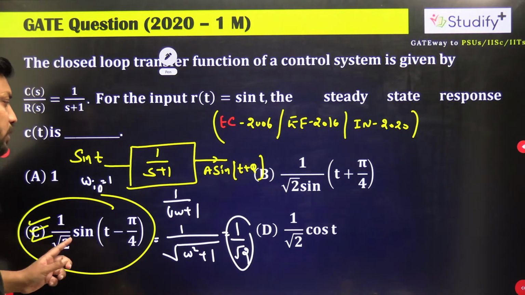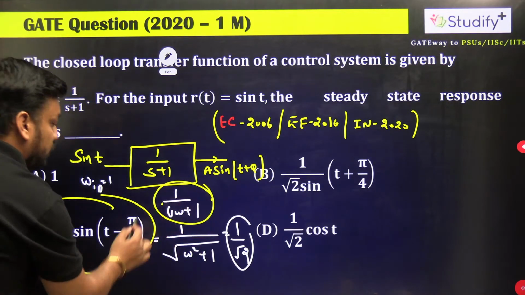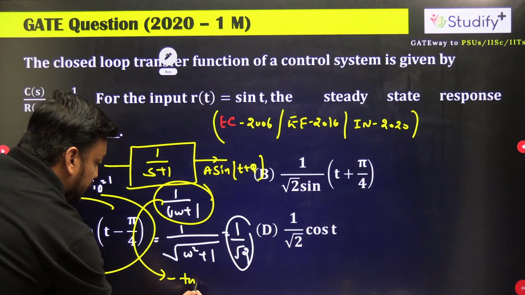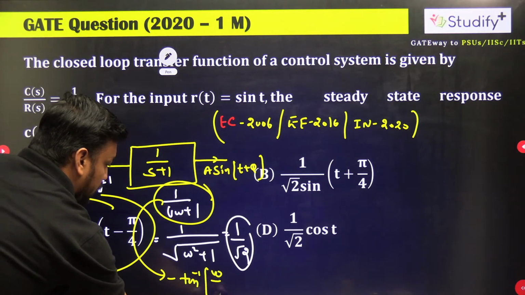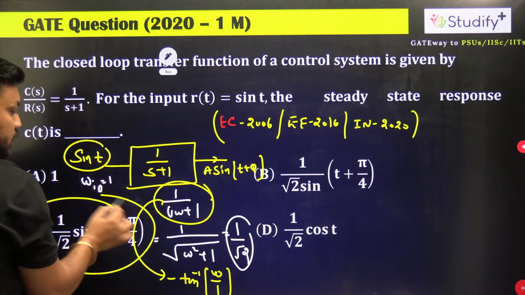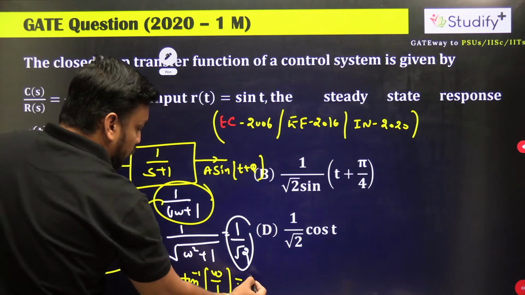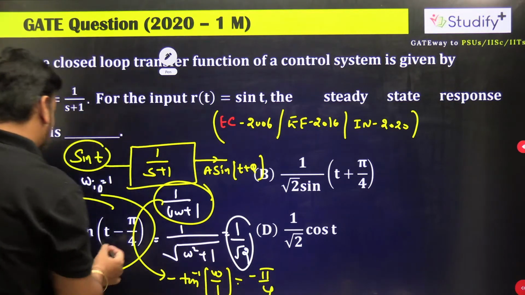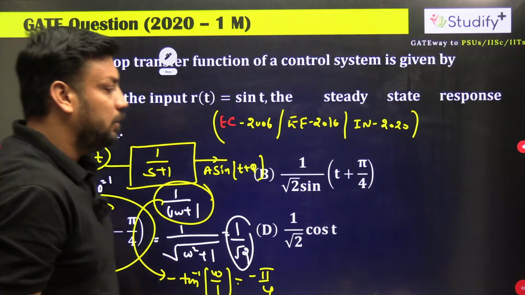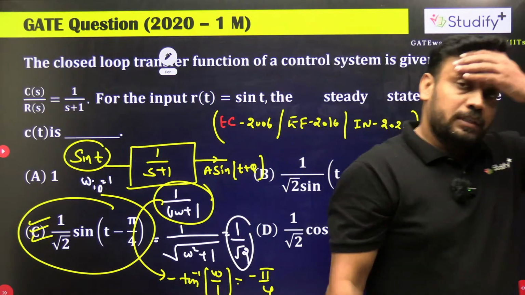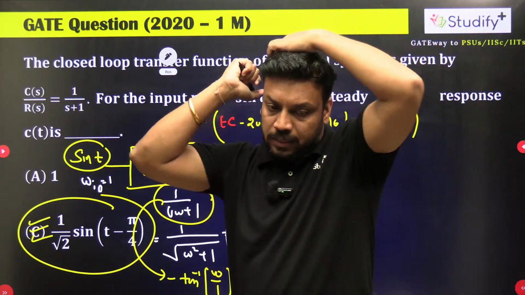No need to write the angle equation. We already did this. Still, if you want to write, the angle is minus tan inverse of omega by 1. Omega input is 1. Tan inverse 1 is 45, so minus pi by 4. Once you substitute, you will get option C. You must get option C only, guys. Is this clear or not? Just reply.